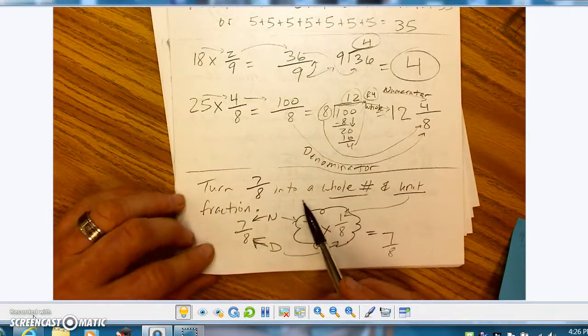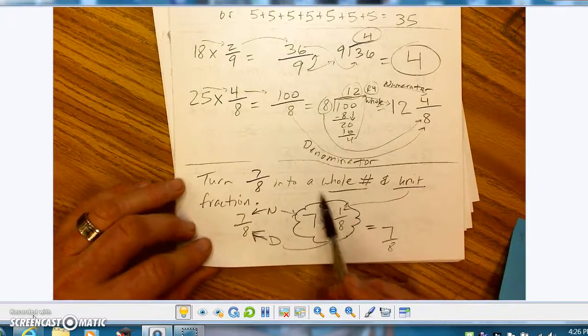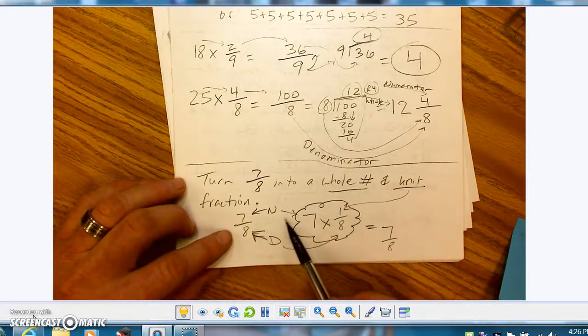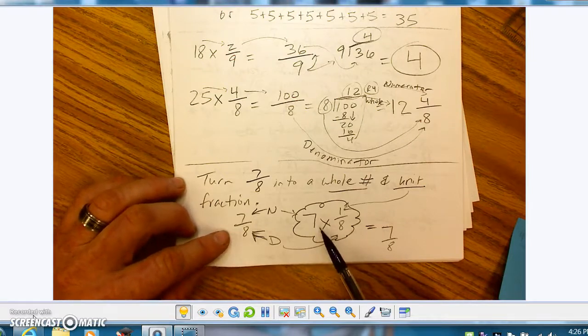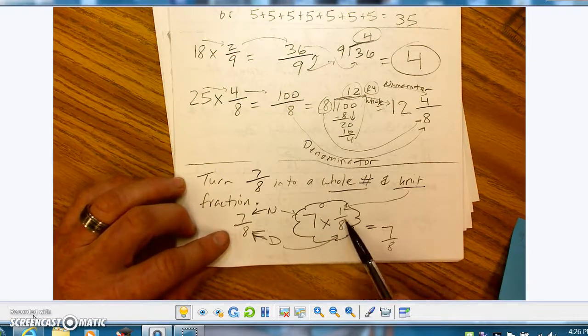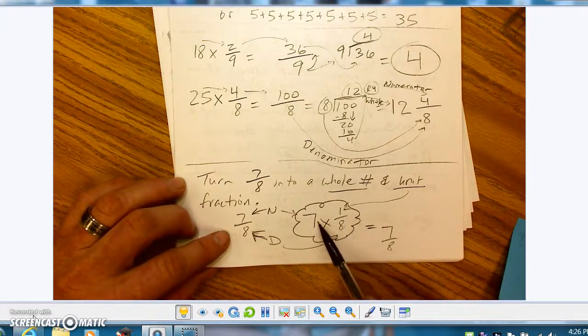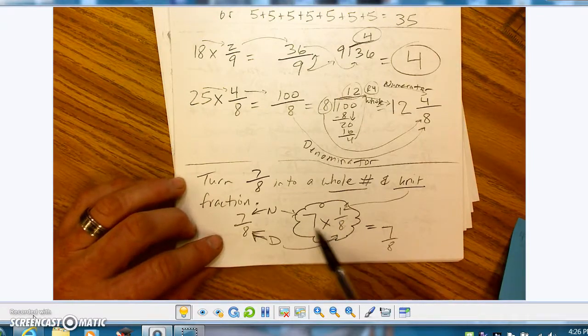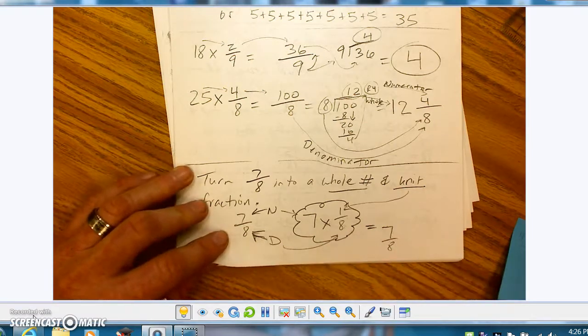Alright, turn 7/8 into a whole number and a unit fraction. Okay, it said unit fraction. You need a unit fraction, so you need a 1 over something. So there's your unit fraction, the 1/8, because I'm never going to change that denominator. So I'm going to have a 1/8 times something. So I'm going to go 7 times 1/8. So that would be 7 as a whole number times 1/8, which gets me 7/8.